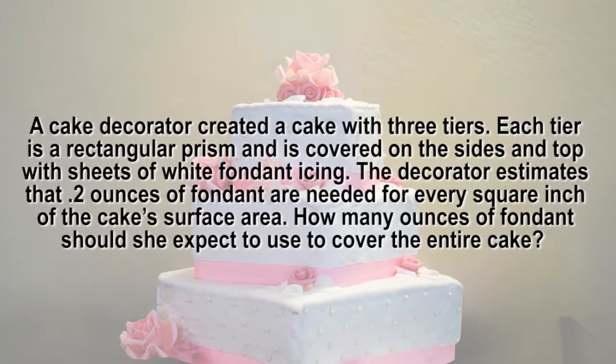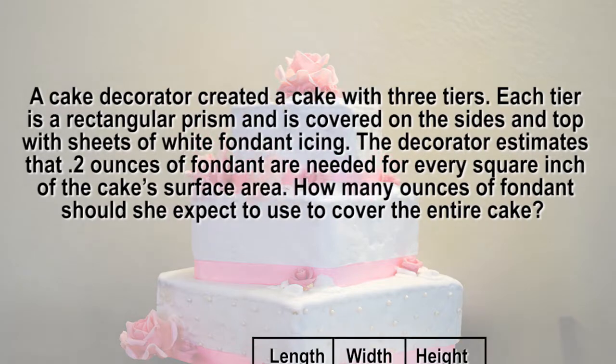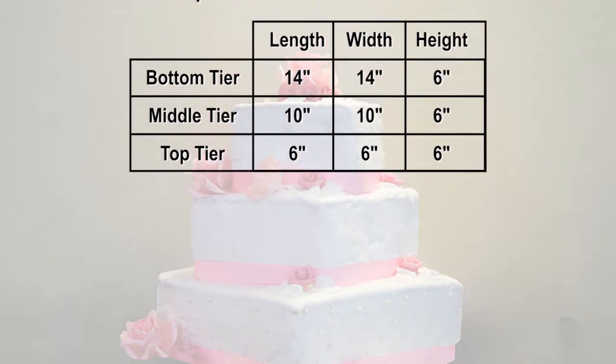A cake decorator created a cake with 3 tiers. Each tier is a rectangular prism and is covered on the sides and the top with sheets of white fondant icing. The decorator estimates that 2/10 ounces of fondant are needed for every square inch of the cake's surface area. How many ounces of fondant should she expect to use to cover the entire cake? Use the table below for the dimensions of each layer.